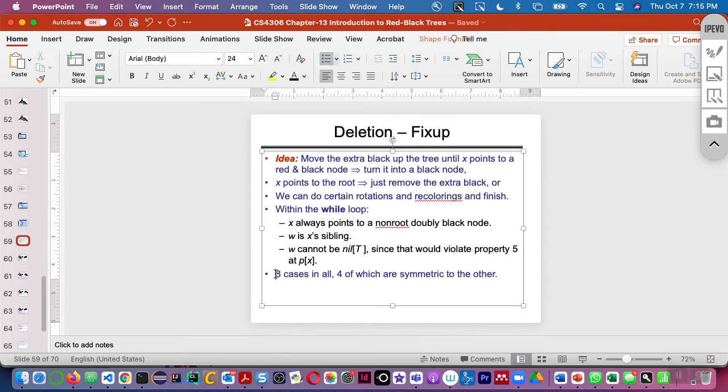Okay, it says 8 cases in total, 4 of which are symmetric to others. Then this is 4 symmetric to others. This is 4 plus 4. That should be 8. How did they make it 6?